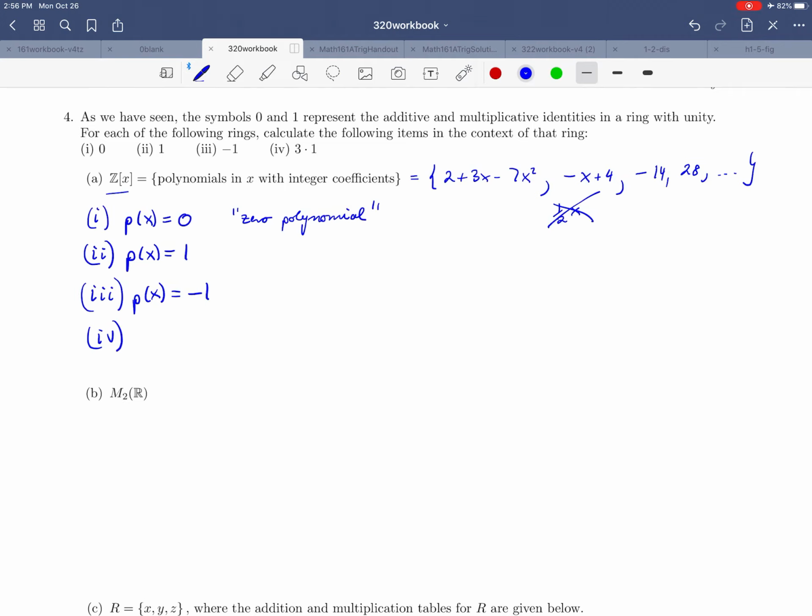And then finally, what does 3 times 1 refer to? Well, that would be 1 plus 1 plus 1. So unity plus unity plus unity. But unity is the polynomial p of x equals 1. And so 3 times 1 is 1 plus 1 plus 1, which in this case, viewed as a polynomial, is the polynomial p of x equals 3. So all of these happen to be constant polynomials.